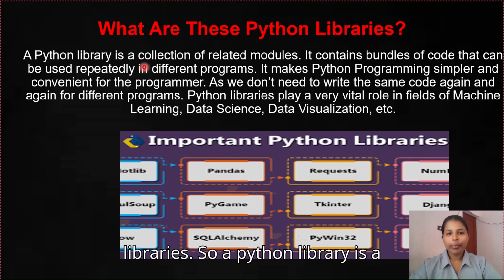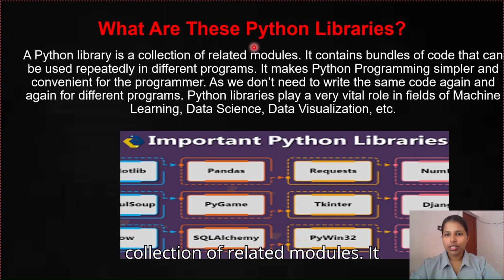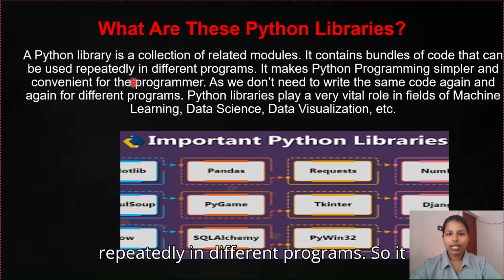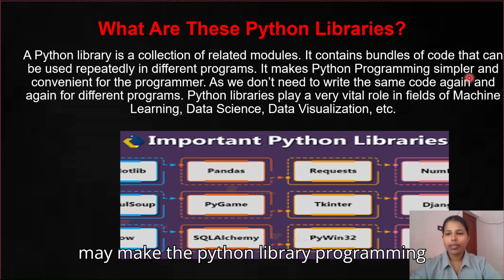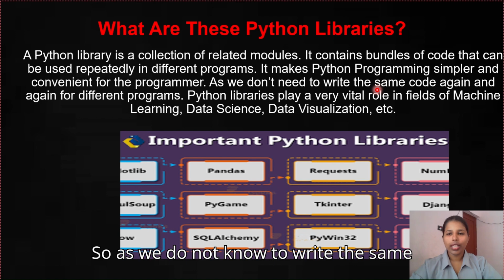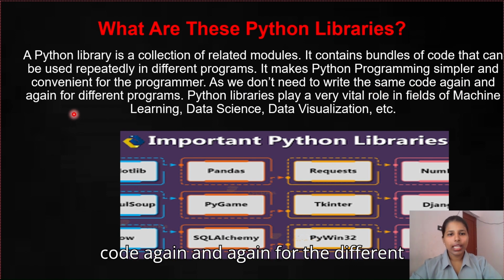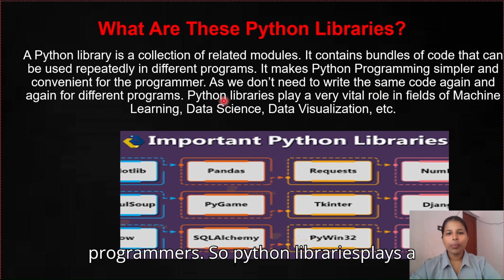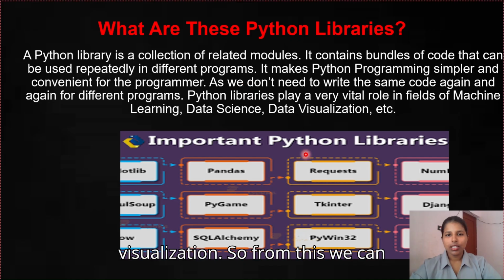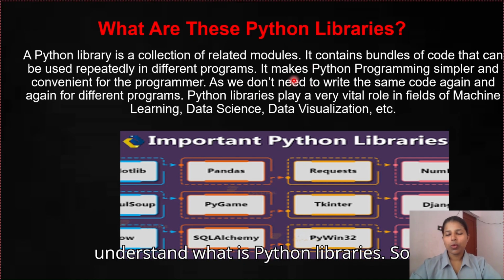A Python library is a collection of related modules. It contains bundles of code that can be used repeatedly in different programs. So it makes Python programming simpler and more convenient for a programmer, as we do not need to write the same code again and again. Python libraries play a vital role in the fields of machine learning, data science and data visualization. From this we can understand what Python libraries are.